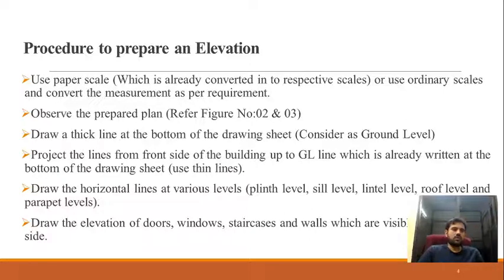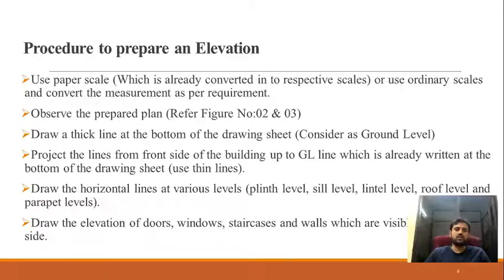Draw a thick line at the bottom of the drawing sheet, considered as ground level. Why? Because we need a reference line. All the projection lines should meet that line. Project the lines from the front side of the building up to the ground level line, which is drawn at the bottom of the drawing sheet.